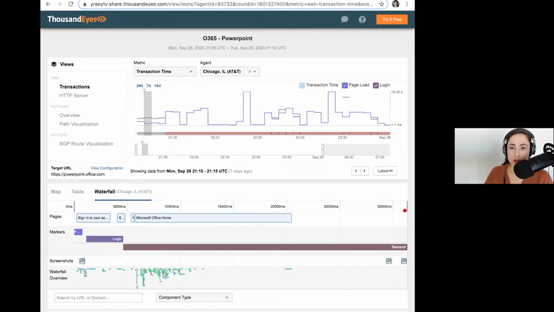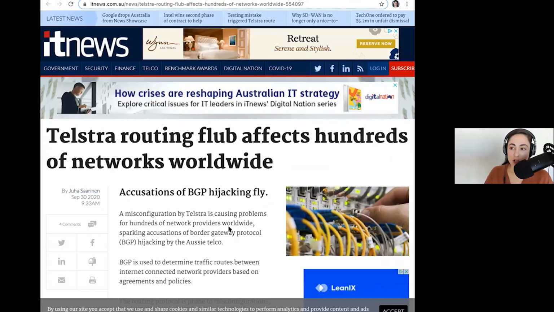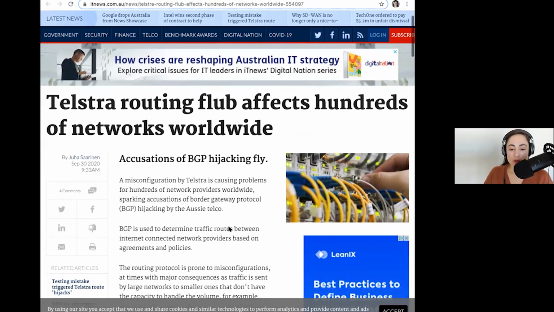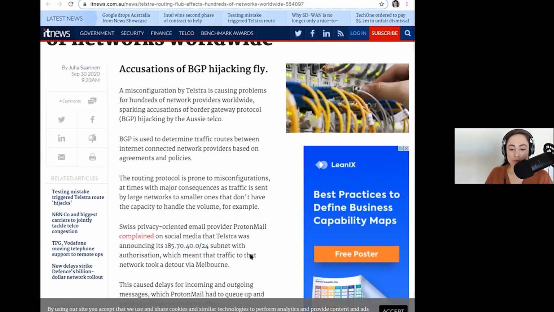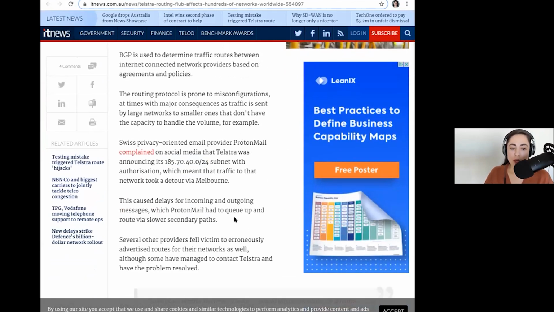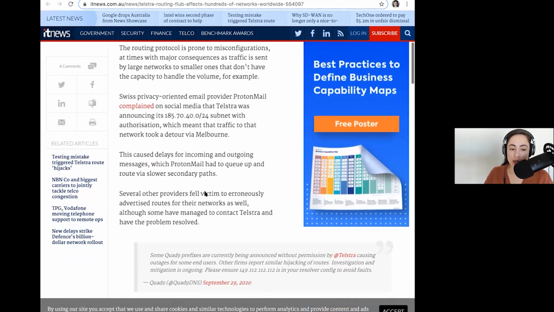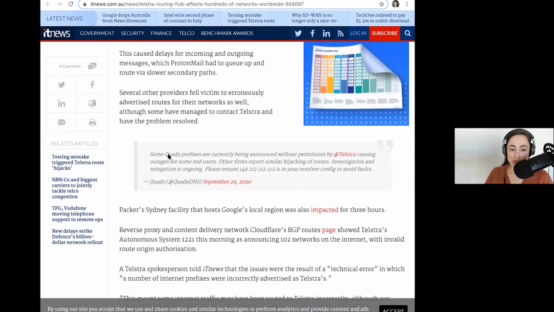Now moving on to the Telstra routing incident. So this happened on Tuesday, and apparently Telstra began announcing routes to services that did not belong to it. So there were services like, for example, Proton Mail. They were announcing one of their /24s. And also, for example, we see Quad9 that indicated that some of their prefixes were being announced by Telstra.